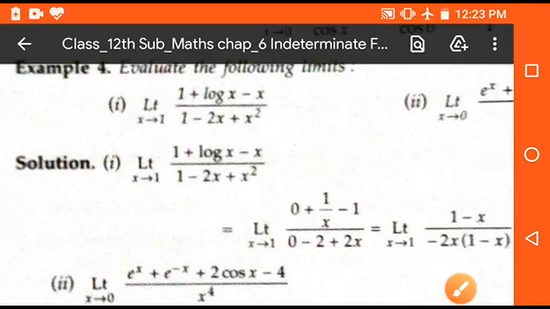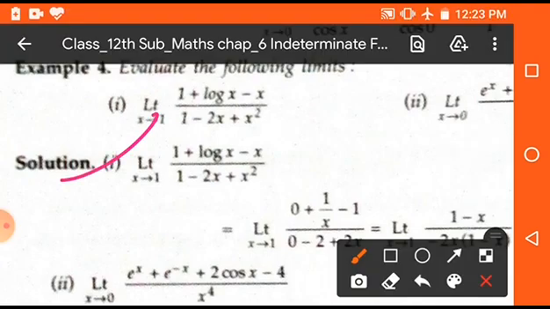Okay, take another example. The next example is limit x tends to 1, 1 plus log x minus x upon 1 minus 2x plus x square. So first of all differentiate. So on differentiating we get 1 means 0, 1 upon x minus 1 upon 0 minus 2 plus 2. Clear?